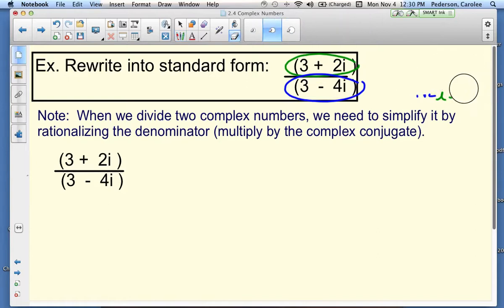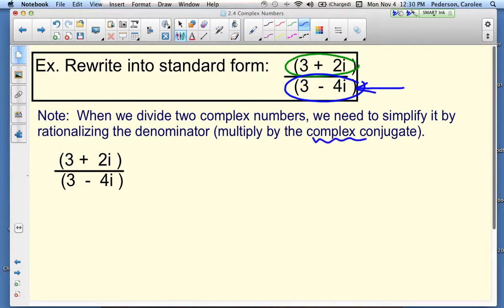I'm just going to erase this now. We don't need that. So if I look at the denominator right here, I want to multiply by its complex conjugate. So what is the complex conjugate of that? It's 3 plus 4i. So we're going to multiply that original fraction by 3 plus 4i over 3 plus 4i. Now we have that original green. I'll just color this in green here, and then in blue.